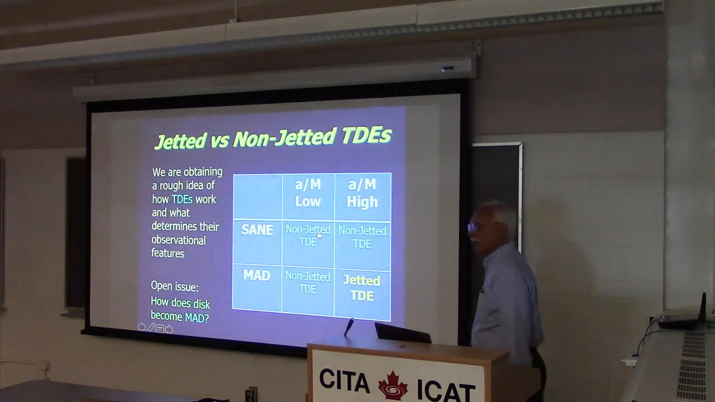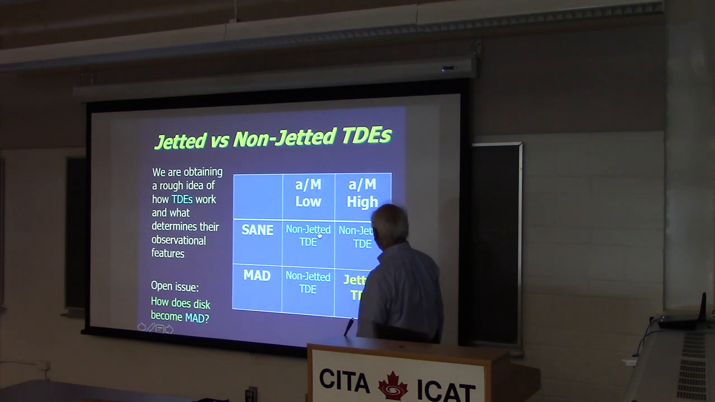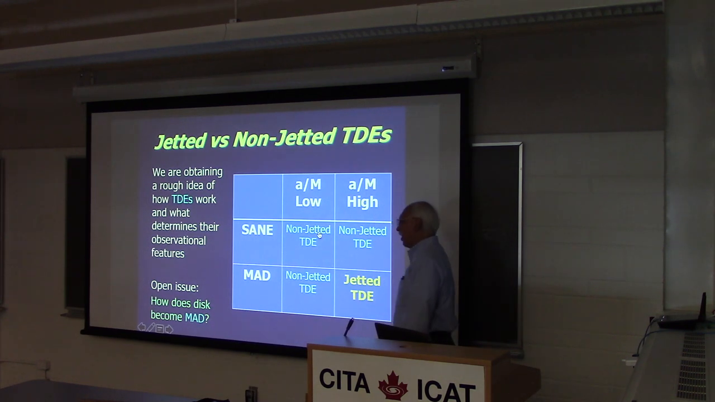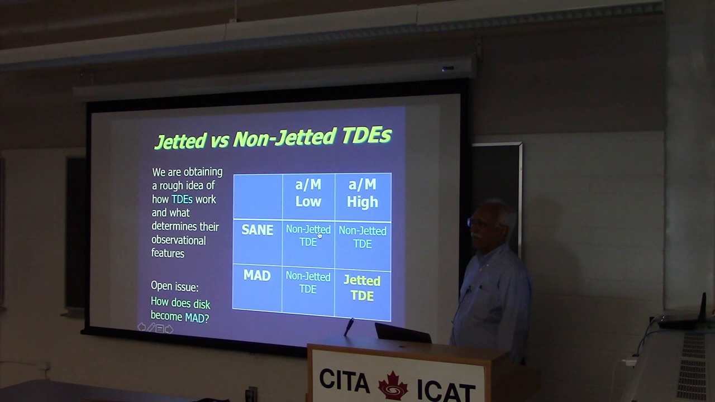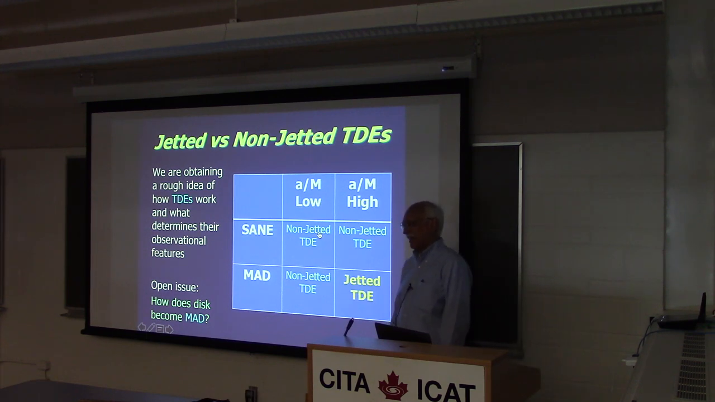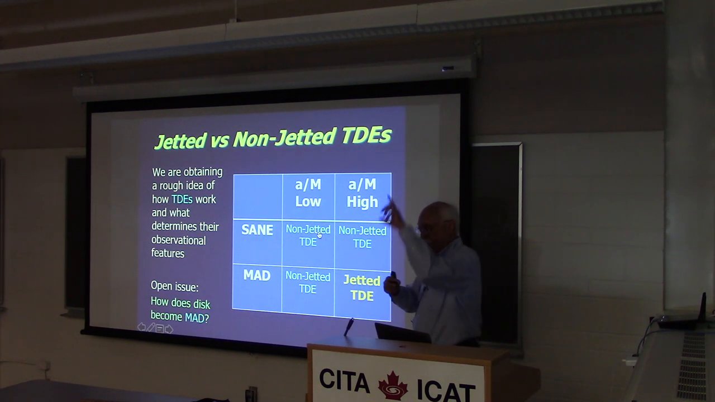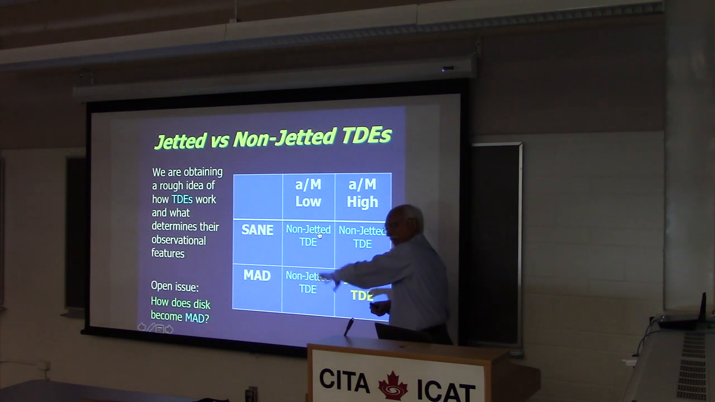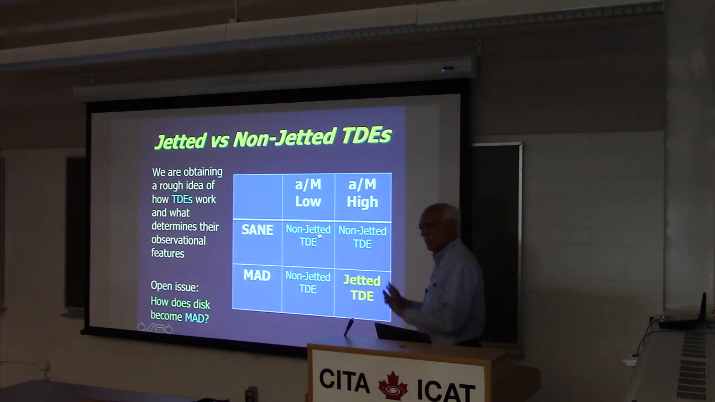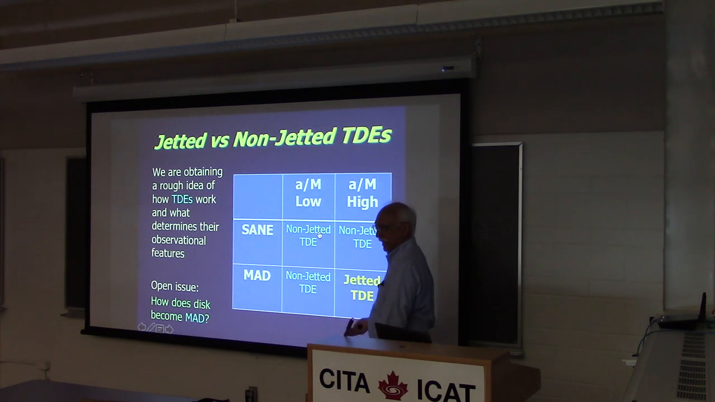The M dot in those four squares. Which one? The M dots are all at around 50. All at 50 Eddington. We use identical initial conditions. So this is supposed to be early in the life of the TDE. Then it's declining. But this is the early phase, which we think we can simulate using our code.